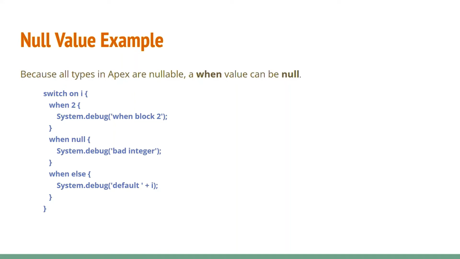For example, switch on I: when the value is 2, block 2 will be executed. When it is null, if the value of I is null, then the bad integer value system debug will run. If the value is not null and not 2, then the else part will run.